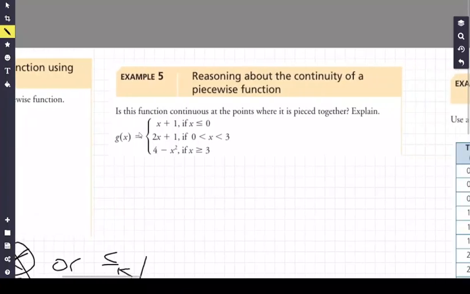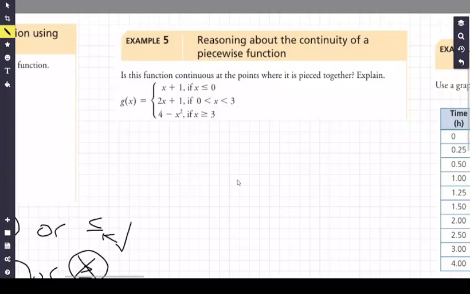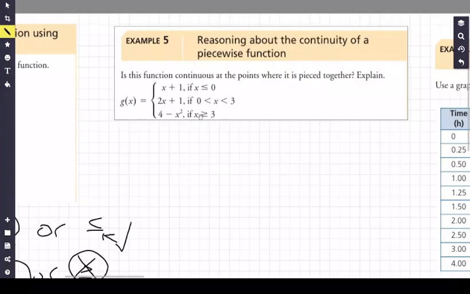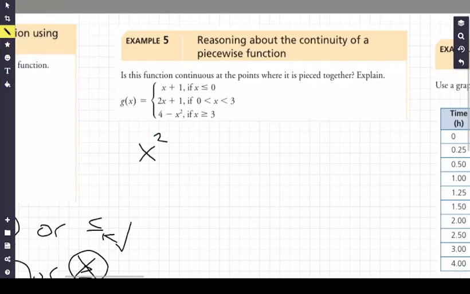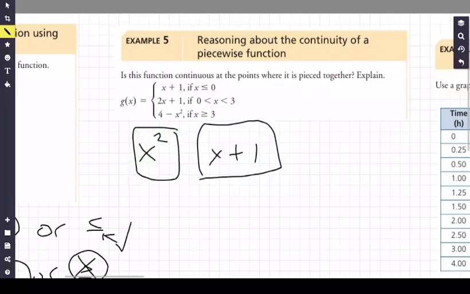Perfect. Let's go ahead and get to the very last one, where we have to talk about some continuity problems: reasoning about the continuity of a piecewise function. When we look at this, is this function continuous at the point where it is pieced together? Usually, before, we looked at individual functions, let's say x plus 1, or x squared. You will always look at these individual functions and ask, okay, are they continuous or not?